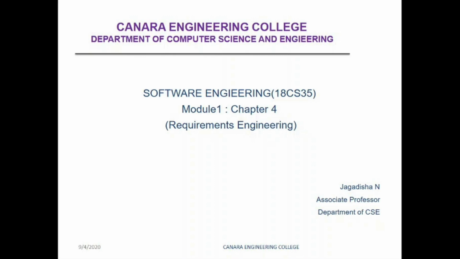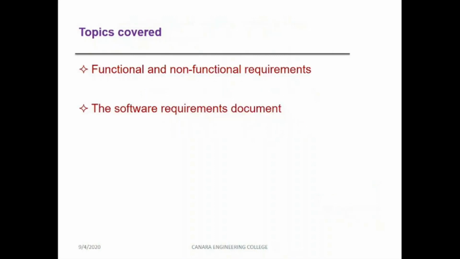In this session, we'll cover the third semester subject Software Engineering, 18CS35. Module 1, Chapter 4. The chapter name is Requirement Engineering. The topics covered in this video session are functional and non-functional requirements. The second topic is the software requirement document.